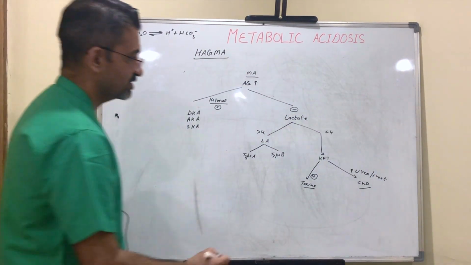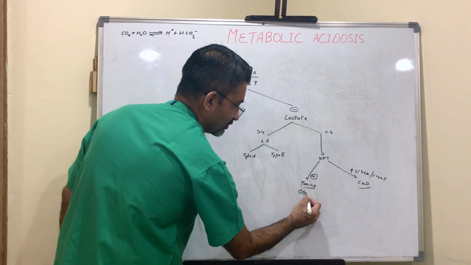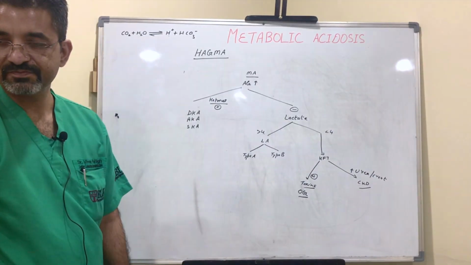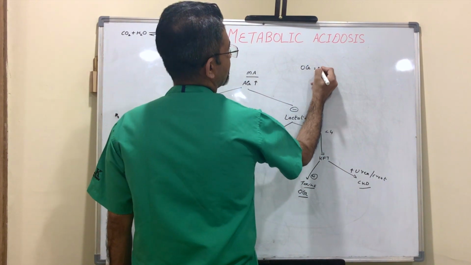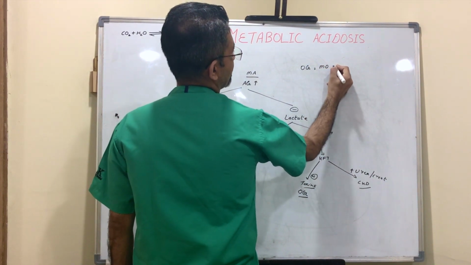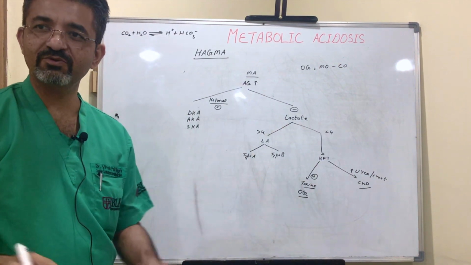So what to do in toxins? In toxins, we have to calculate the osmolar gap. What is osmolar gap? Osmolar gap is measured osmolarity minus calculated osmolarity. You have a big formula, no need to remember, you can do it on your phones.